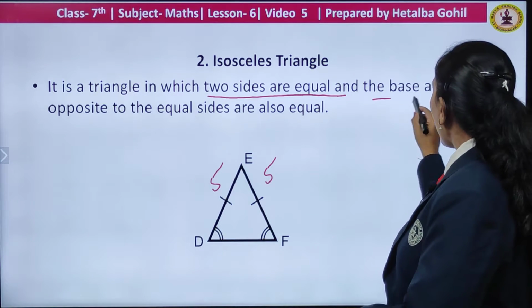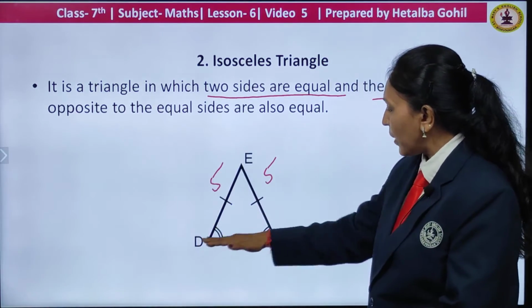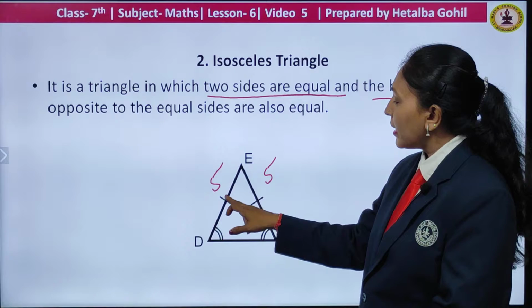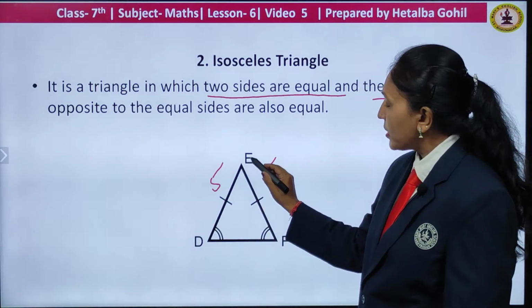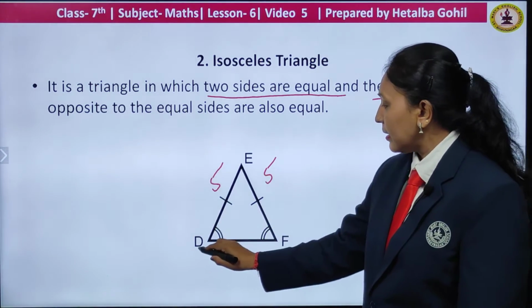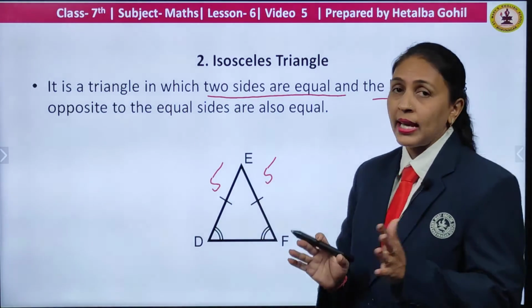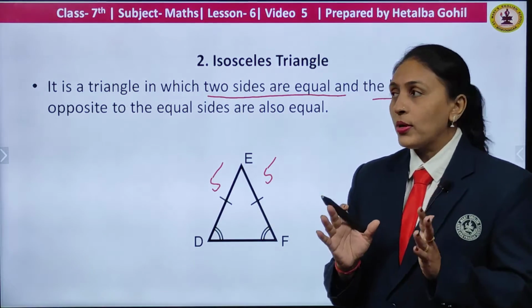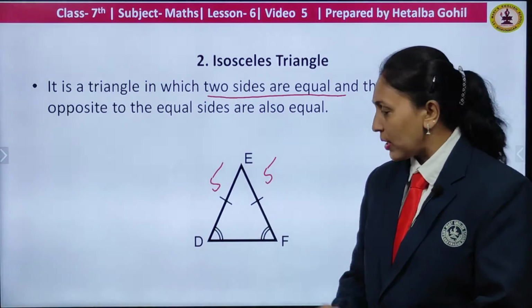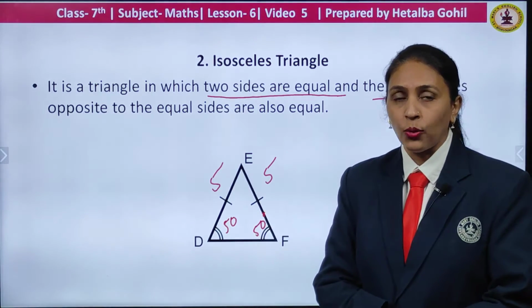Now, next, the base angles opposite to the equal sides. You can see the base is DF. DF here is the base of the triangle. Now, two angles opposite to the equal sides. Suppose the opposite angle of ED is angle F and the opposite angle of EF is angle D, children. That means in an isosceles triangle, if it has two sides equal, then its opposite base angles are also equal. That means angle D and angle F will have the same measure. For example, suppose this is 50, then this angle will also be equal to 50 degree.